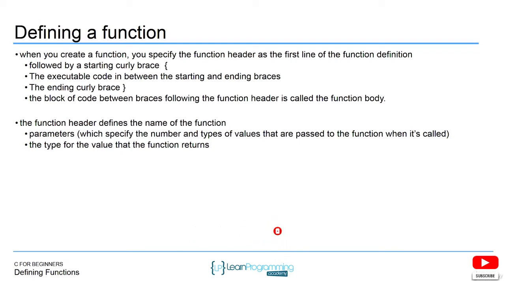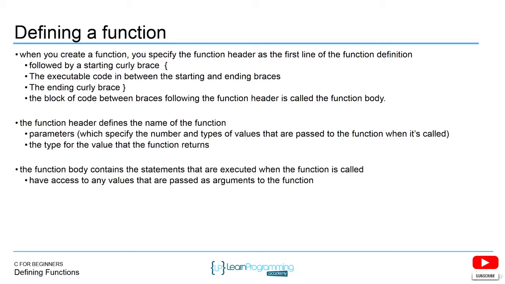So in that function header, you're going to have the name of the function, the data that can be accepted by the function, and the data that's returned by the function. We're not going to focus right now on the data that can be passed or the data returned. We're just going to talk about creating a simple function. The function body contains just regular code. And that code gets executed when you call or invoke the function. And the function body itself will have access to any values that are passed as arguments. So the data that you pass to it, you can utilize that data inside the body of the function.